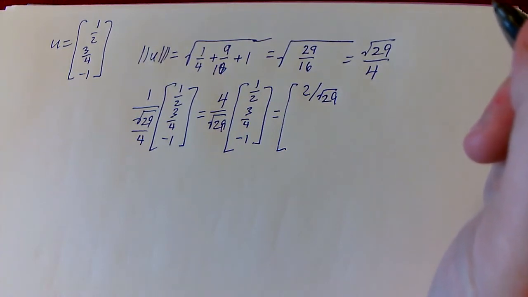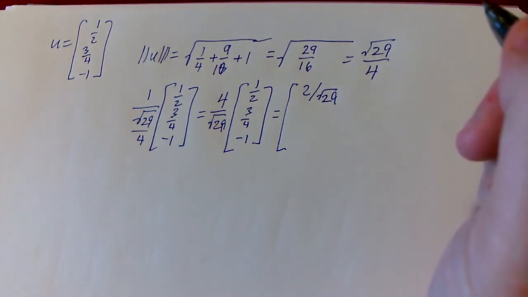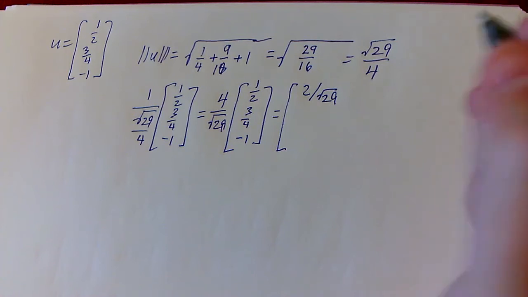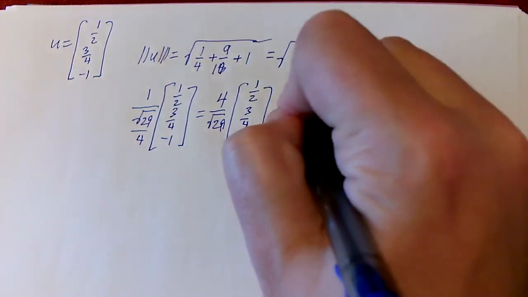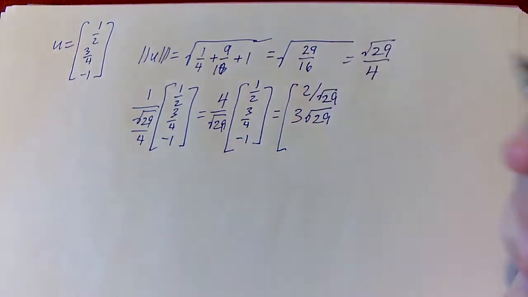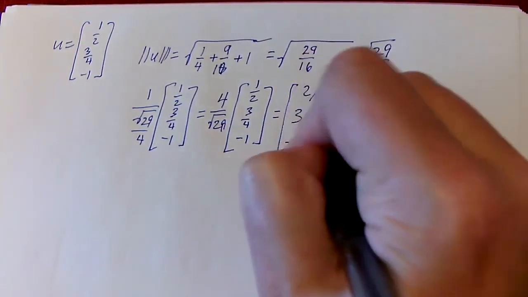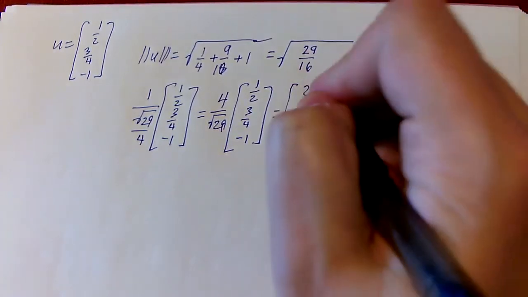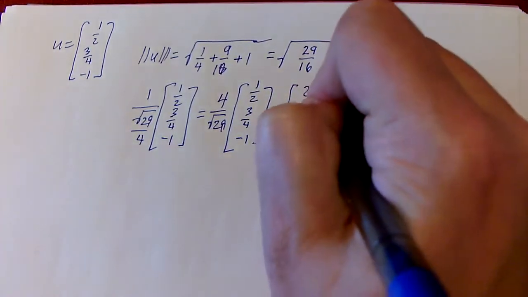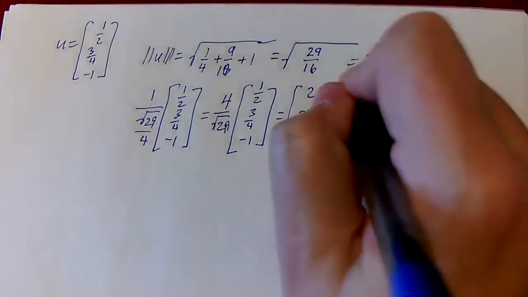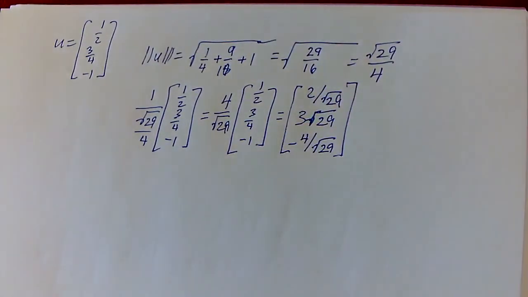Okay, the 4 and the 2 simplify. 3/4 times 4 over the square root of 29. The 4's cancel, so I just get 3 square roots of 29. And then on the bottom, I've got -4 over the square root of 29. Okay, notice that middle one is not a fraction. The denominator there canceled with the 4 in the front. So fractions don't trip us up. At least they shouldn't. At least that's the hope.